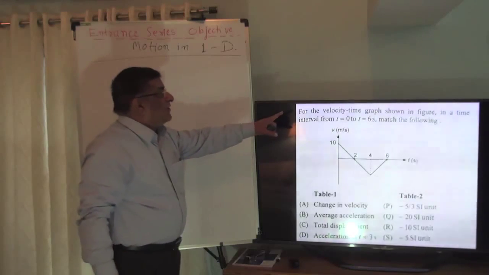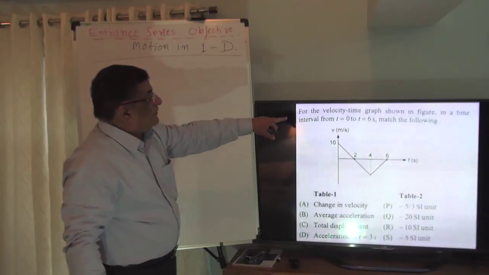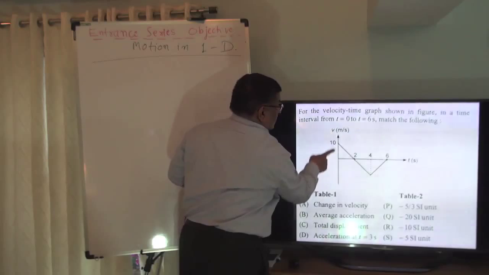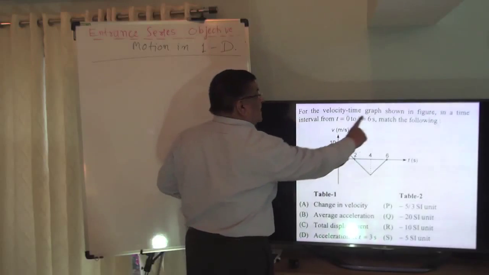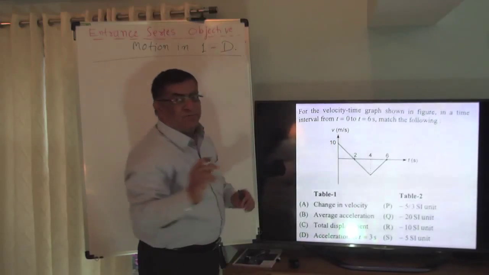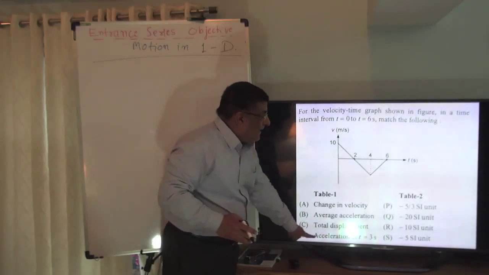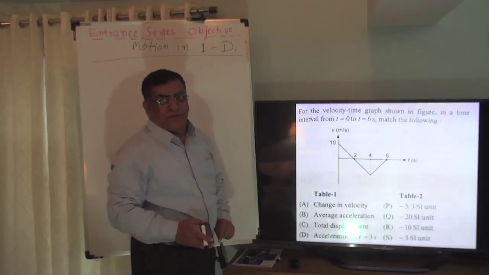First question, for the velocity time graph shown in this figure in an interval from t is equal to 0 to t is equal to 6. Here is time, here is velocity. This is t is equal to 0 to 4, 6. Match the following. We have to calculate so many quantities and match with the answer. So we have to find 4 answers in this.